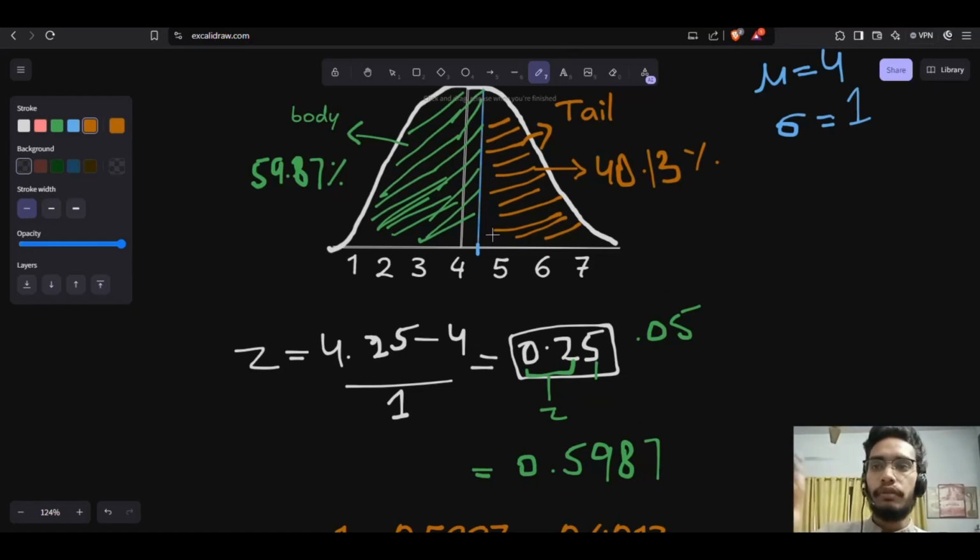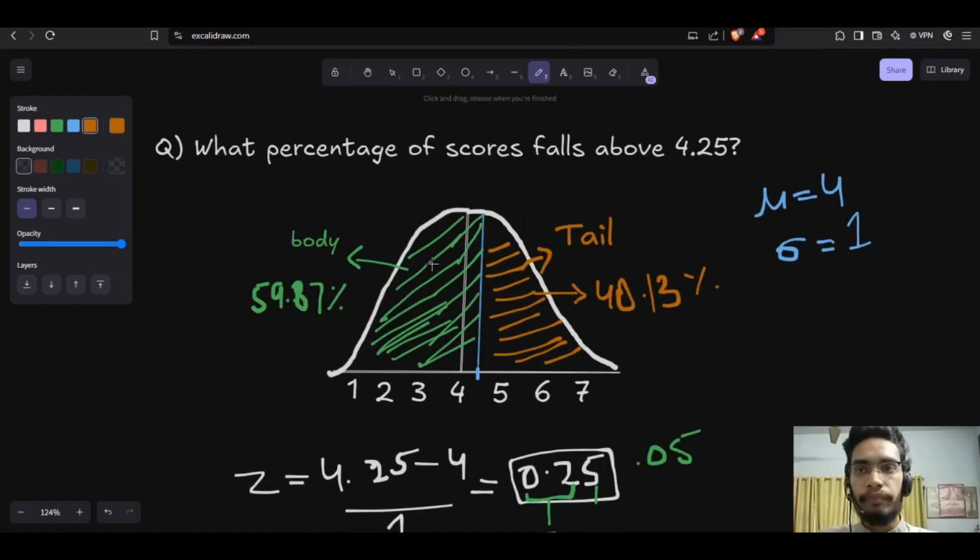Once you get the value from the Z table, it represents the total data that is present on the body. When you subtract it from 1, you get the percentage of the data that is present on the right side of the distribution, on the tail side. I hope you understand the concept till here.